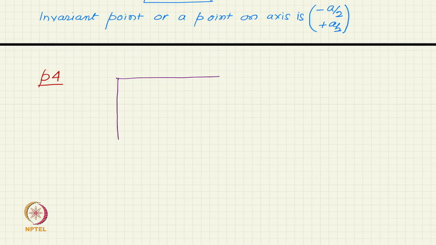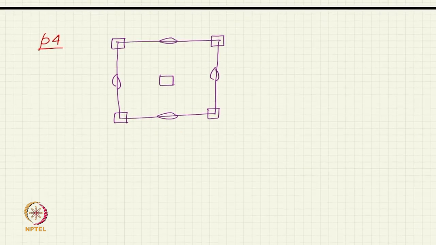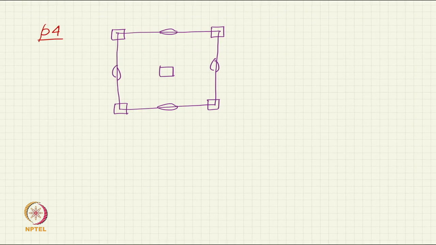So you have a square lattice. You have fourfold at all the corners. You have twofold at the edges, and you have fourfold in the center. So that will be the symmetry diagram of P4.